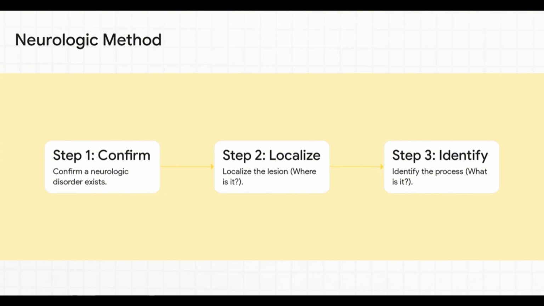First, and this might sound obvious, you have to confirm that a neurologic problem actually exists. Okay, check. After that, the entire investigation is guided by two massive questions. The first and most important one is, where is the lesion? This is all about anatomy, pinpointing the exact location. And only after you know the where can you move on to the second question. What is the lesion? That's the pathology, figuring out the nature of the culprit itself.